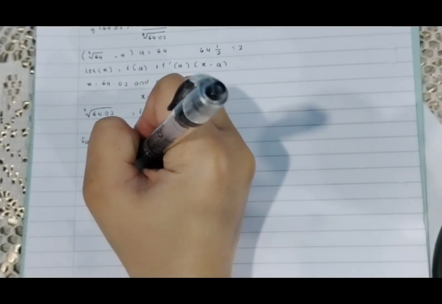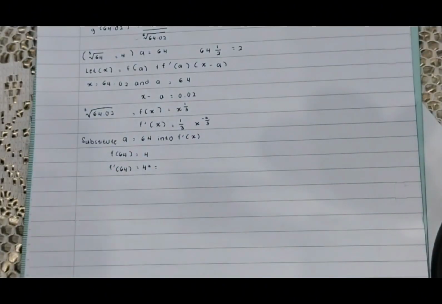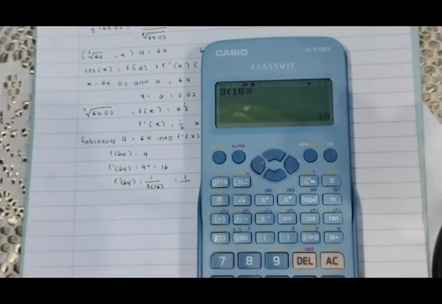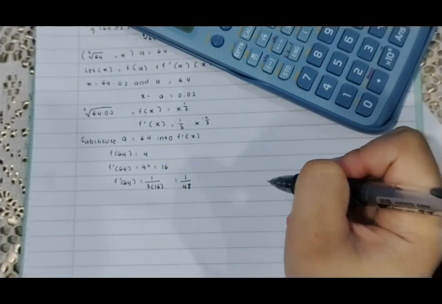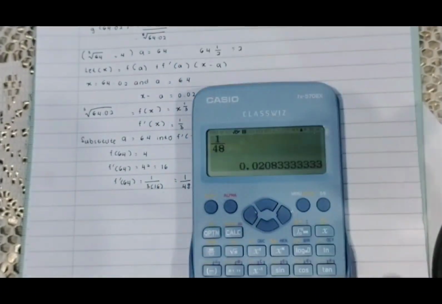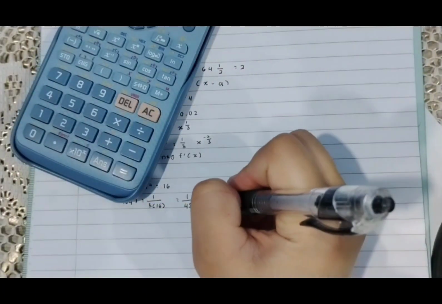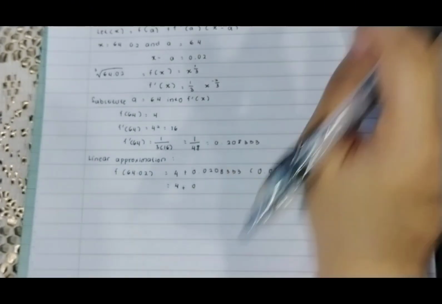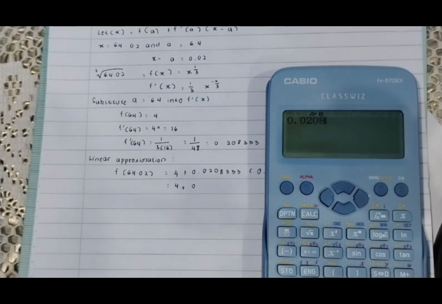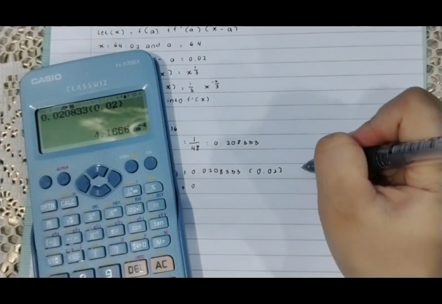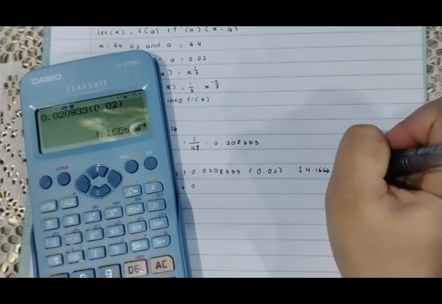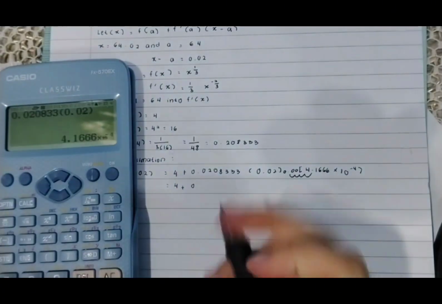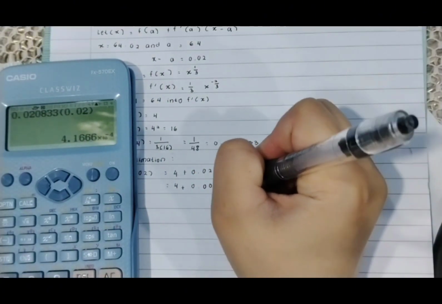Substitute a, which is 64, into f prime x. f prime 64 is 4 squared, or 16, to make it easy. 1 over 3 times 16, or to make it easy, 1 over 48. After we calculate the answer, we got 0.208333. That is how I got the number.